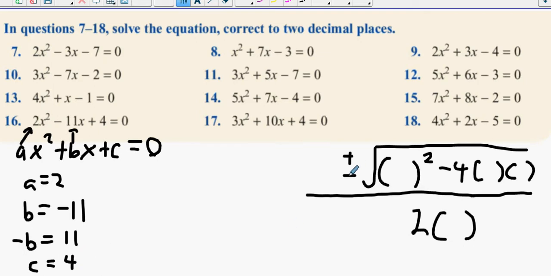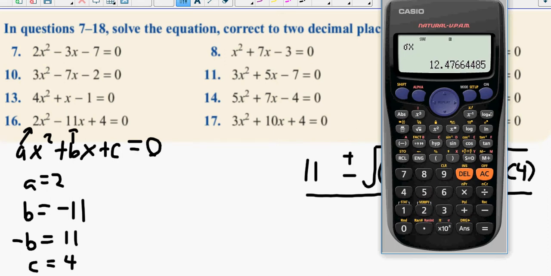Now guess what's going to happen here, guys. So what's going to happen here is the following. Minus b is 11. Plus or minus the square root of? Minus 11 squared. After that? 4 times 2 times 4, all over 2 times 2. And then I'm going to go to my calculator.